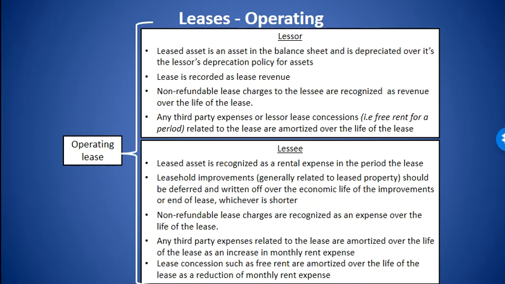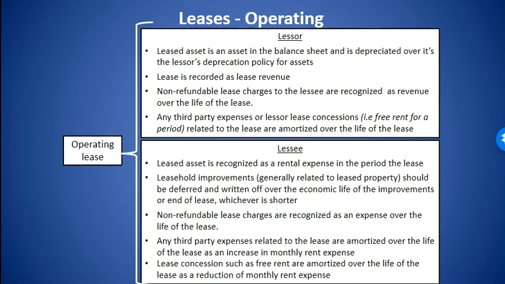Leasehold improvements, which are generally related to the leased property, should be deferred and written off over the economic life of the improvements or at the end of the lease, whichever of the two is shorter. Non-refundable lease charges are recognized as an expense, again, over the life of the lease.